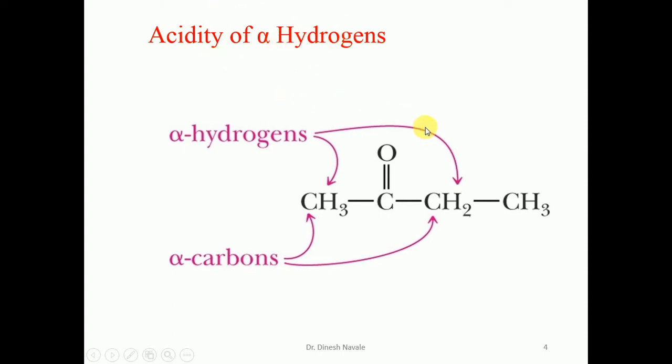Now this is a carbonyl compound, especially a ketone, which is ethyl methyl ketone, in which this carbon atom is the alpha carbon atom and this CH2 group is also an alpha carbon atom. The carbon atom which is next to the carbonyl group is termed the alpha carbon. So this CH3 and this CH2 are called alpha carbon atoms, and the hydrogen atoms attached to the alpha carbon atoms are called the alpha hydrogen atoms.